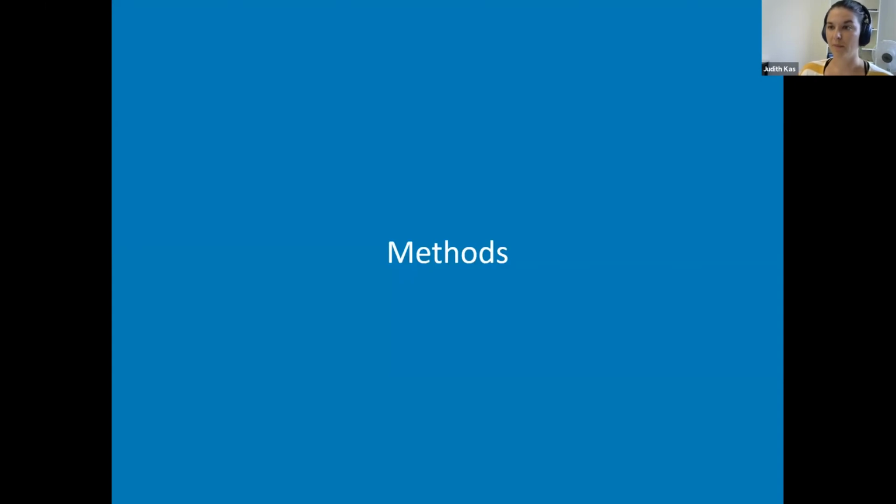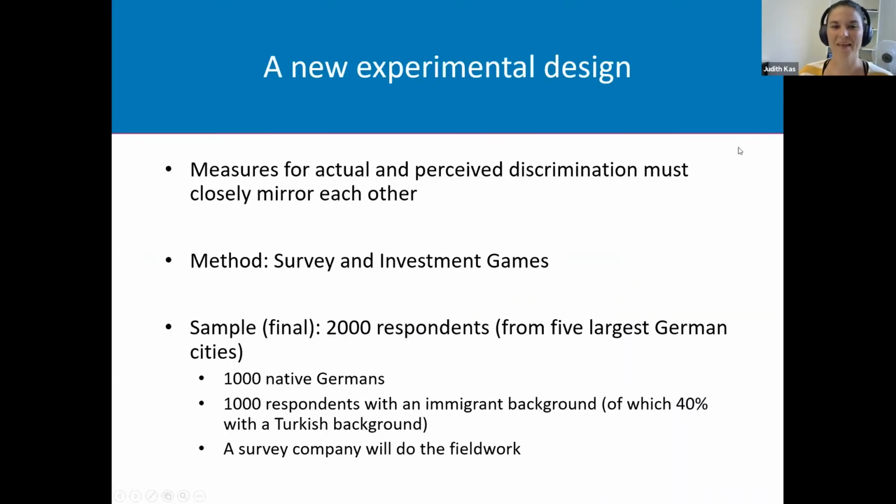All right, I'm now going to present our experimental design, and as I said, we're still working on this, so we don't have any results yet. So, as I said, what is very important in our experimental design is that our measures for actual and perceived discrimination closely mirror each other. And we're going to use surveys and investment games.